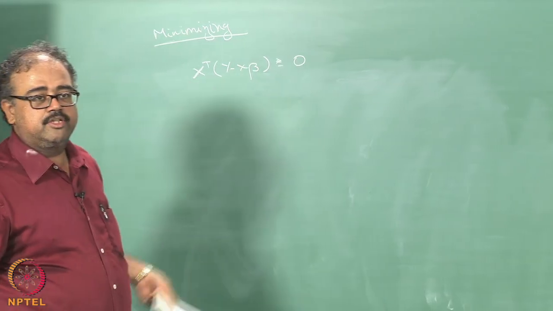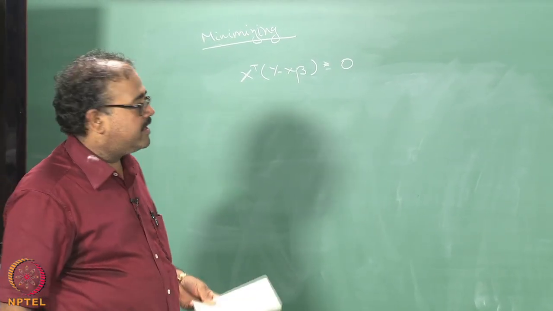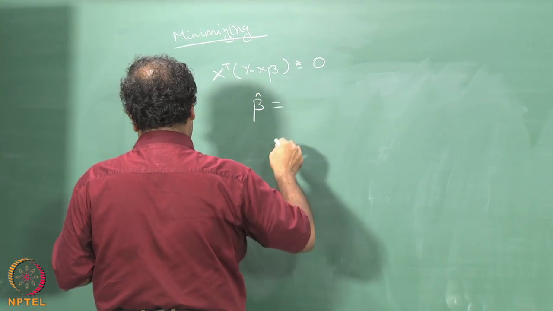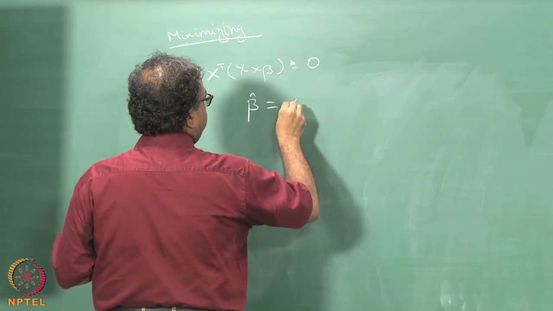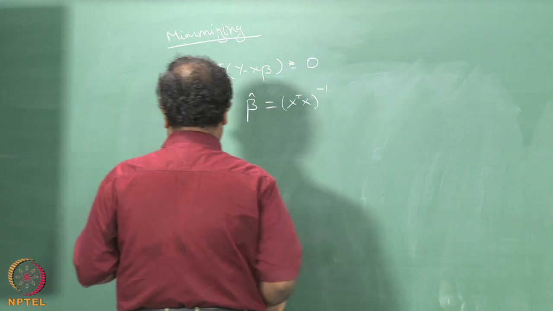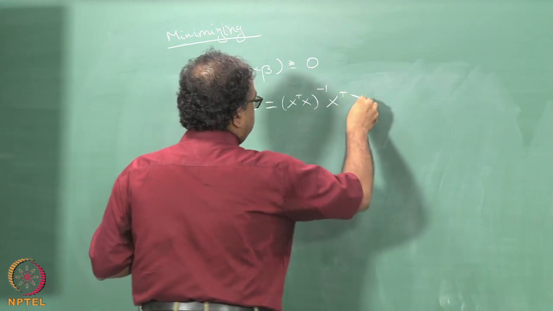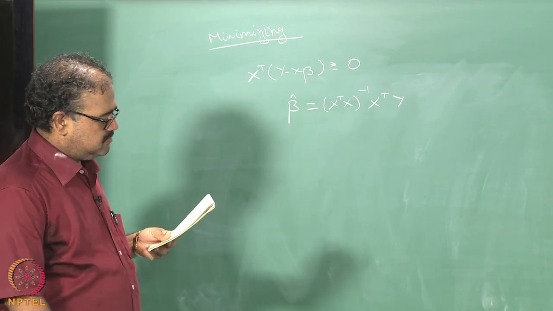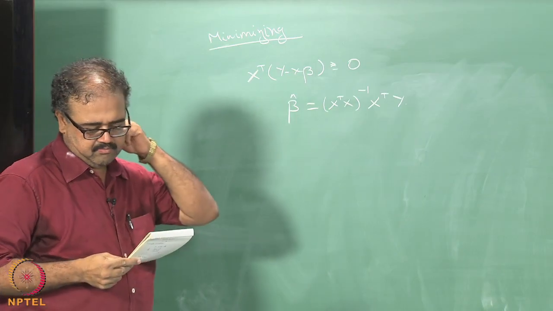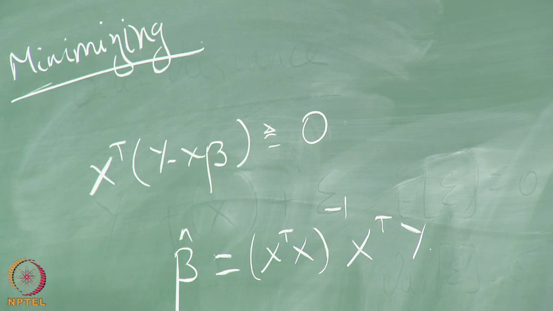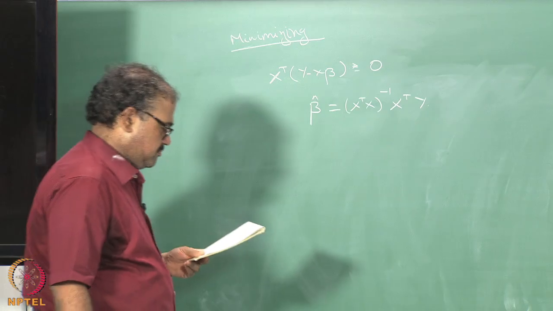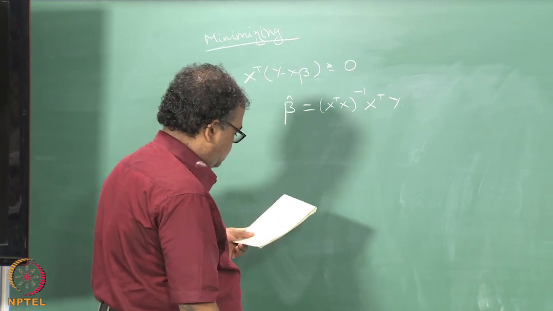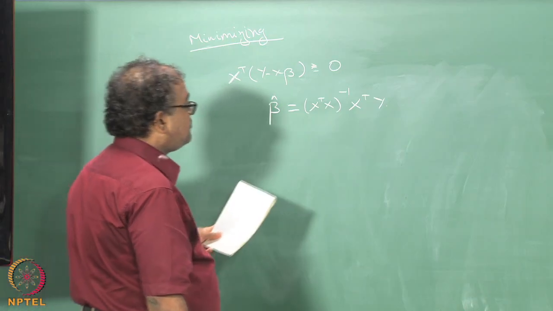Right, so I essentially have to set this to 0, if I want to find the minima of the error, and this is going to give me, right.